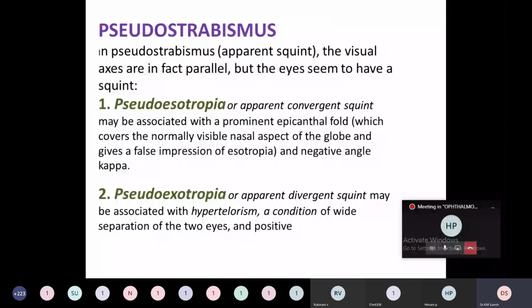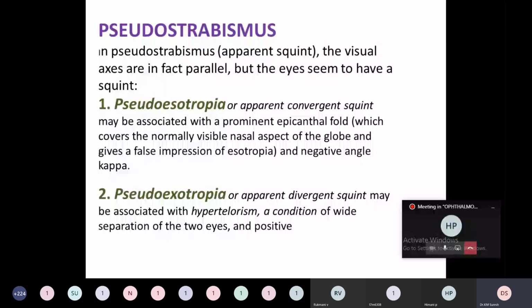Now we will come to the false squint or pseudostrabismus. In pseudostrabismus or apparent squint, the visual axes are in fact parallel to each other, but the eyes seem to have a squint. When the eye turns medially, it is known as esotropia or convergent squint. When the eyes turn outwards, it is known as exotropia or divergent squint. Coming to pseudo-esotropia, that is false convergent squint, when do we see it?